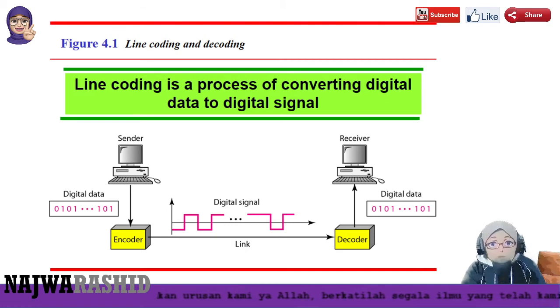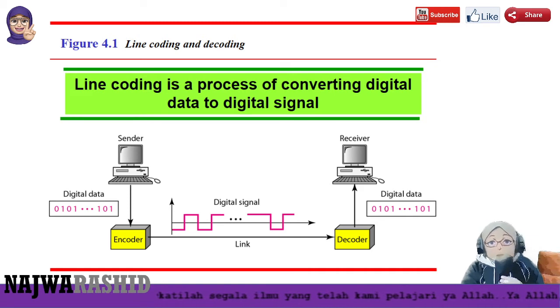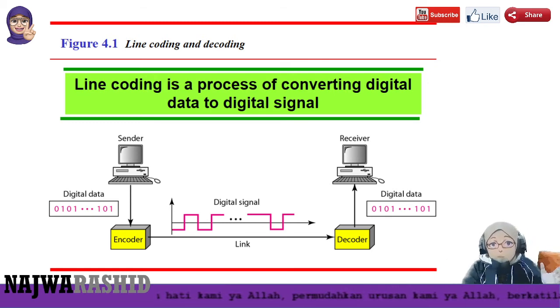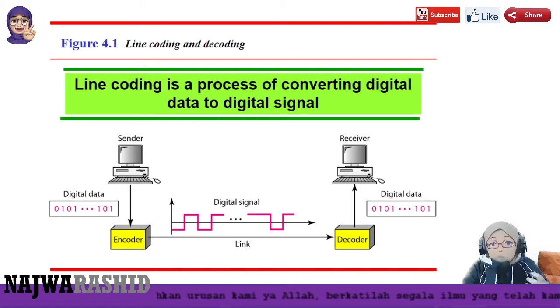So basically, at the sender side, we have the encoder, and at the receiver side, we have a decoder. The process of the encoder is to convert the digital data into digital signal. At the decoder side, the decoder receives the digital signal and converts it into digital data, and then the receiver is able to read the digital data.